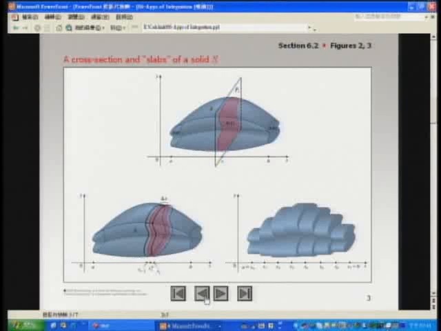Now, if we assume that the solid lies between a and b, we are going to slice the solid by planes which are perpendicular to the x-axis. And what we essentially have to know is this area A(x), the so-called area of the cross sections.